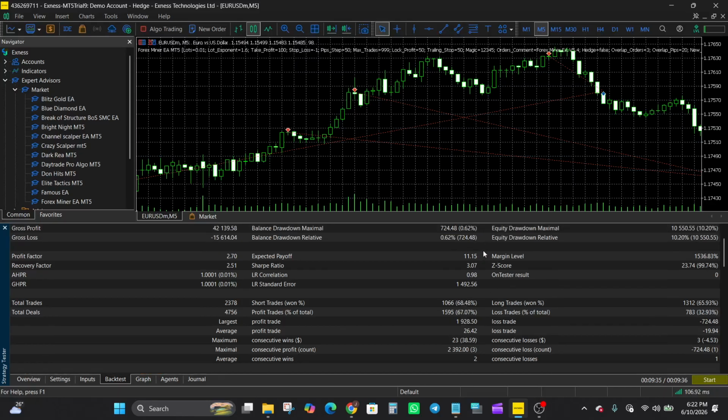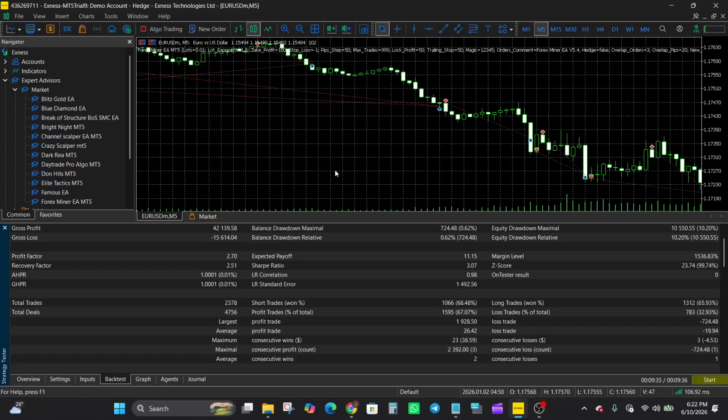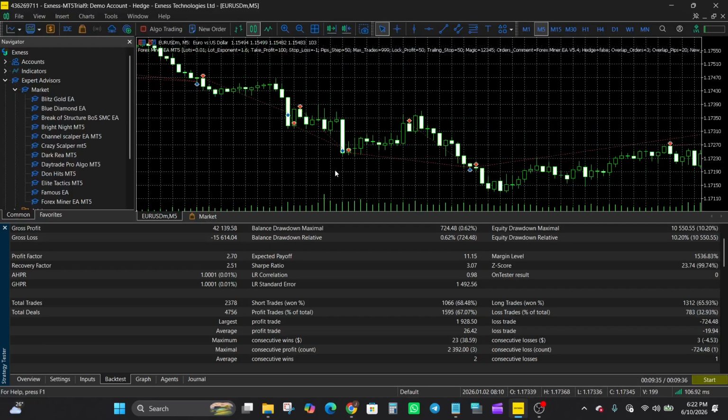So as I go through the historical data, it's important to remember that this is not live trading. Okay, so these are historical backtest results, and performance can vary significantly depending on broker conditions, spreads, slippage, lot size, and optimization settings. All right.